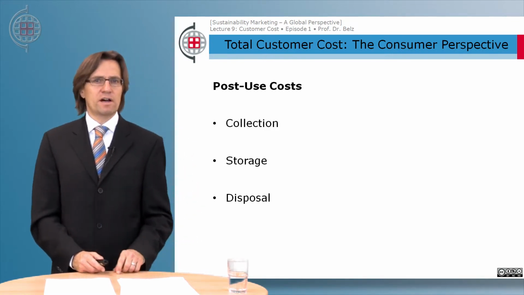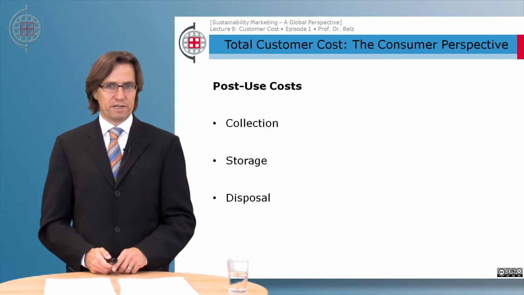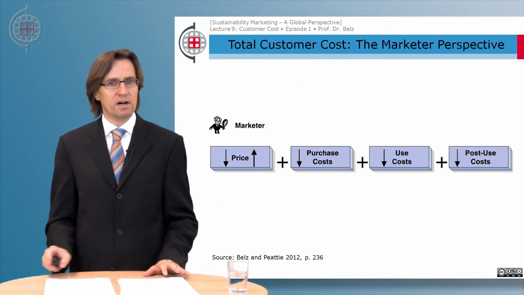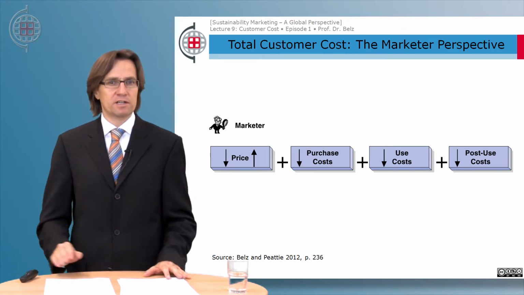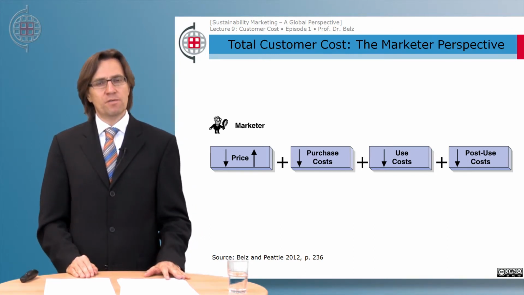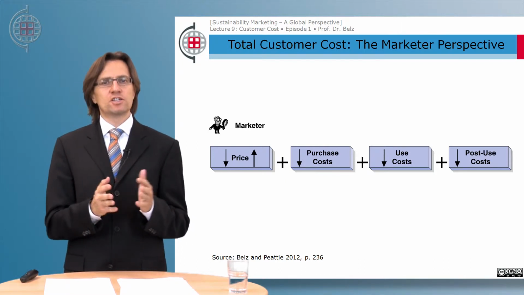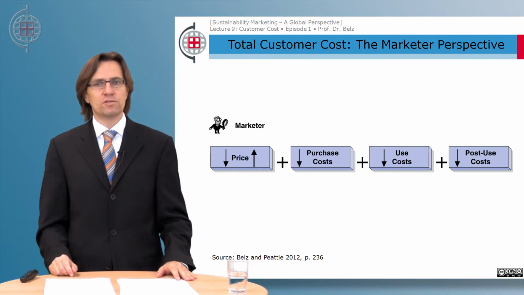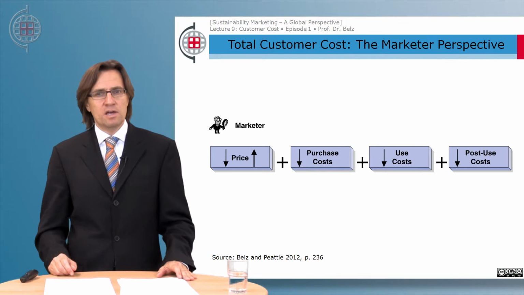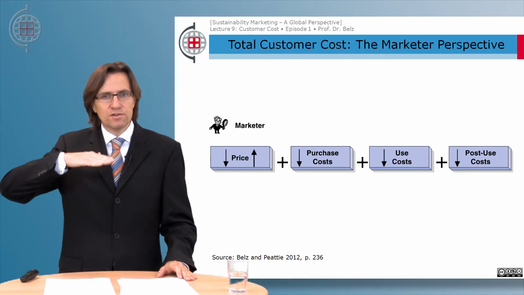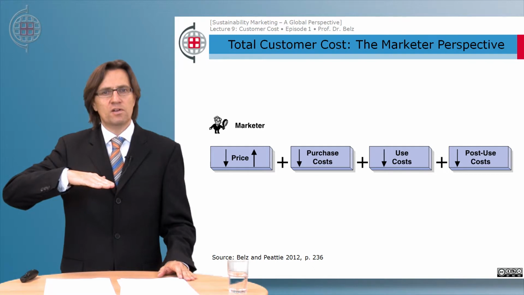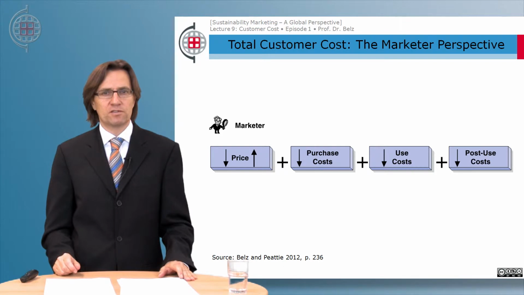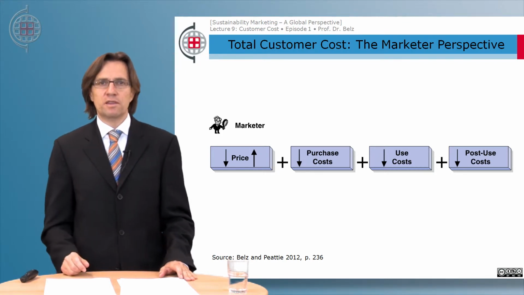So these are the total customer costs from a consumer perspective. Let's switch to the marketer perspective. What is the task of the sustainability marketer? Well, first of all, he has to have a look at the total customer cost, including the purchase, the use, and the post-use costs besides price. And he has to try to reduce these costs, the total cost of sustainable products, as compared to the cost of conventional products, in order to be successful in the market.